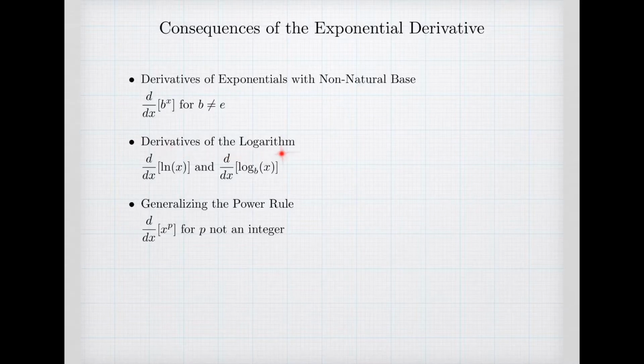Second, we're going to look at how we can use the derivative of the exponential to find the derivative of the logarithm. The main one will be the derivative of the natural logarithm, that's base e, but we'll also look at other bases. And finally, the exponential gives us a way to prove the power rule for any power p. Previously, we've only looked at powers that are integers, and this will give us a way of proving the derivative rule for any other power.